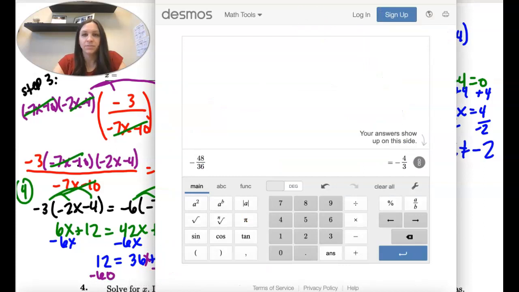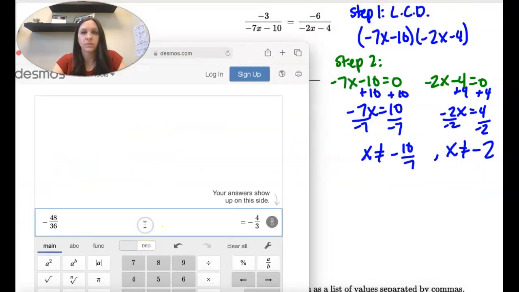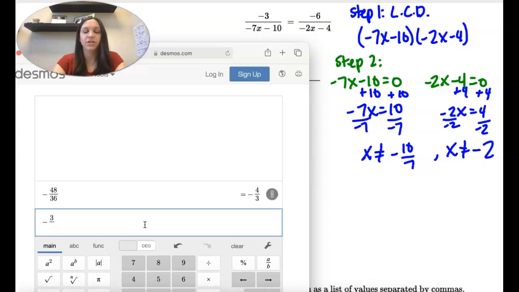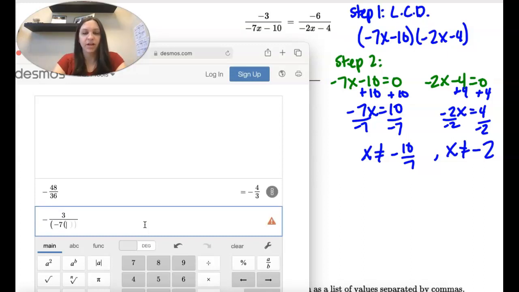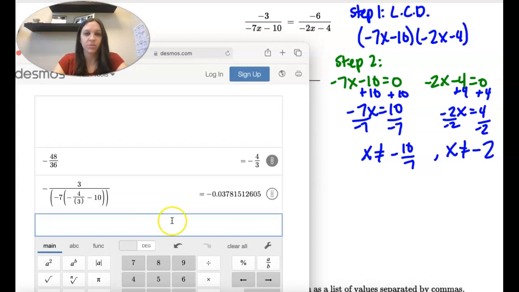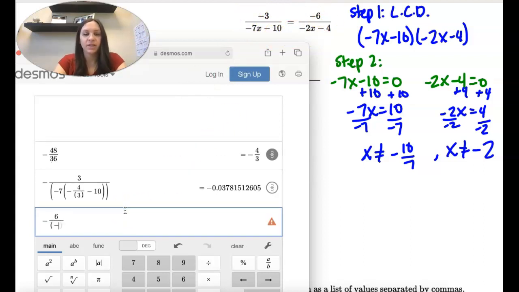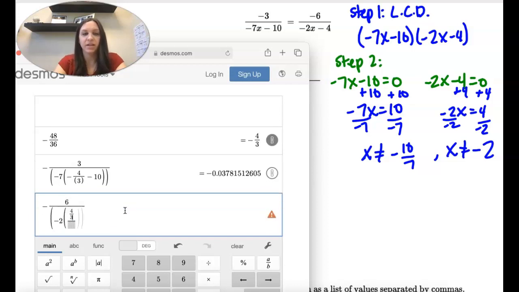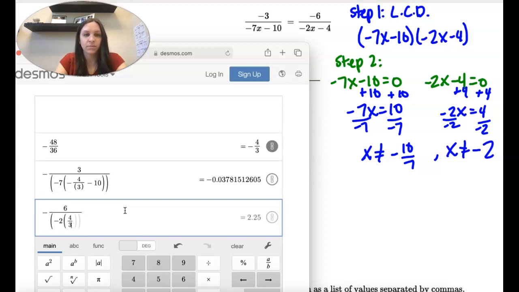Okay, so I'm going to type in my original equation, but for x, I'm going to put negative 4/3. There's a lot of parentheses in there. Okay, that's my left-hand side. Right-hand side now. Negative 6 divided by negative 2x, negative 4/3. Oops. Minus 4.